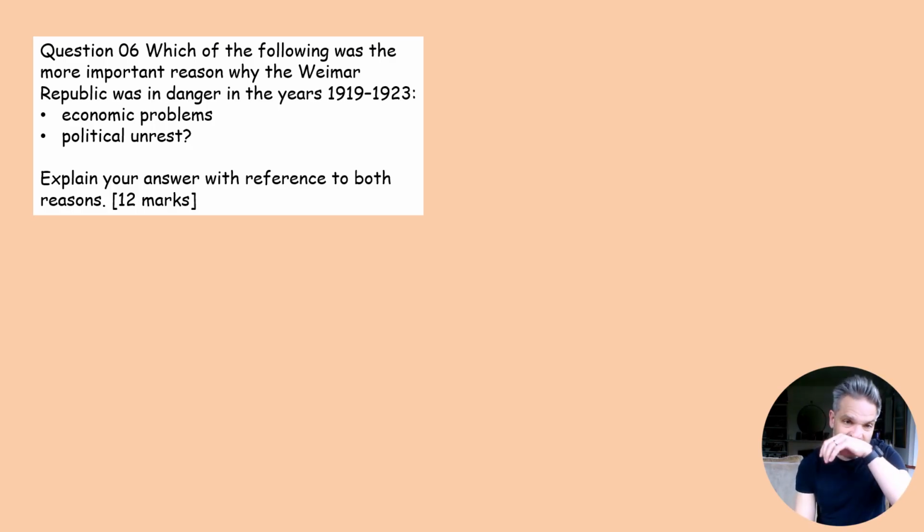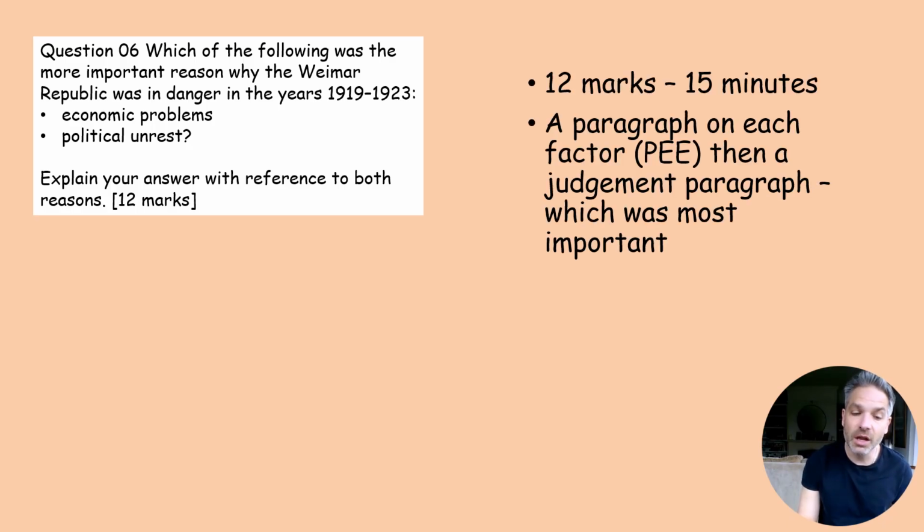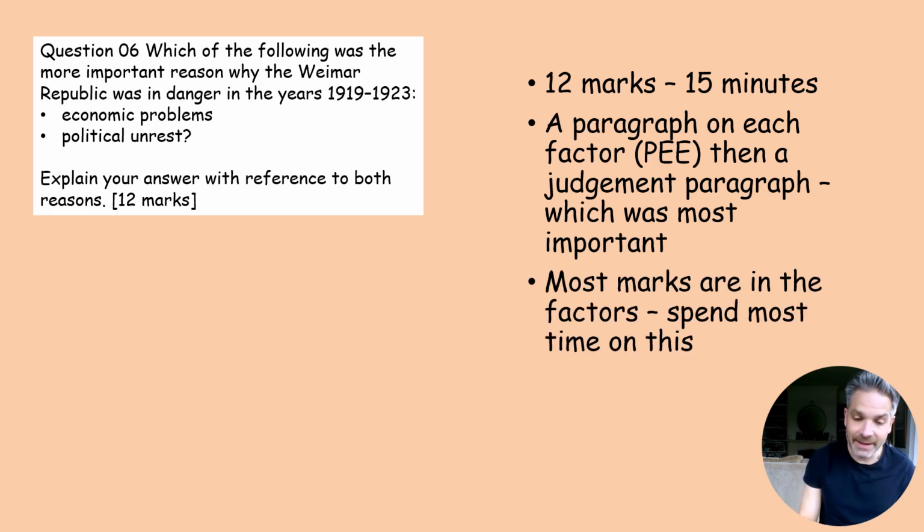You can write an introduction if you wish, but it's much more important. Most of the marks lie in talking about those two bullet points. You want a point, evidence, explanation paragraph if you can about each one. Okay, and if you can, then write a short conclusion saying which was the most important cause or consequence, but most of the marks lie in talking about those two bullet points. It's a 12 marker, around 15 minutes. Well worth planning before you write it.